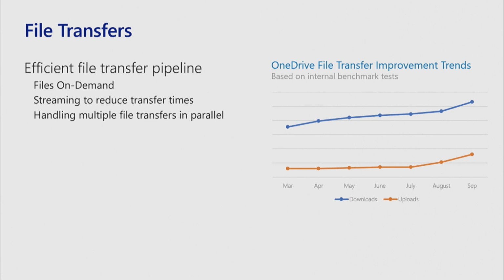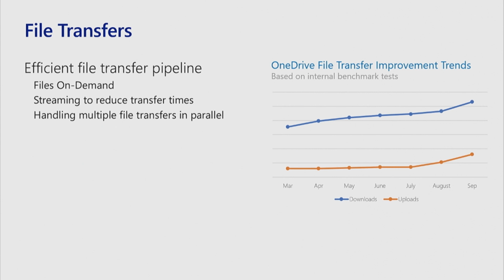Next is streaming. Streaming is new functionality that we brought to the clients, and it applies to both the upload paths and the download paths. It allows us to utilize the network resources a lot more efficiently, and also reduces the number of round trips between the client and the service, which ultimately leads to faster transfer times. Based on our benchmark testing, we're seeing up to 2x improvements in download and upload speeds as a result of this.